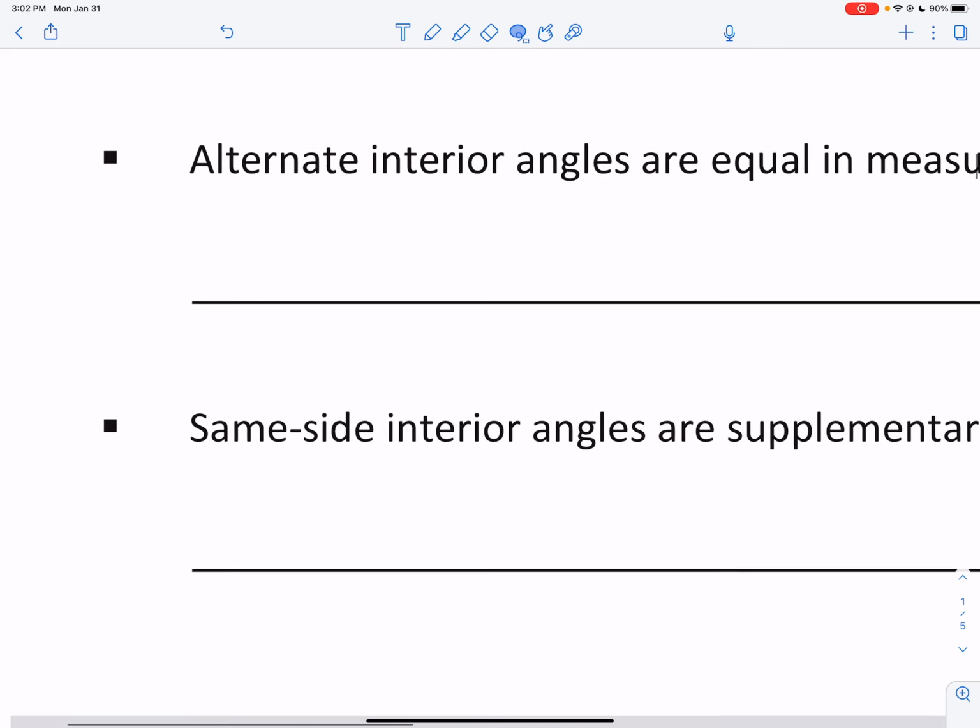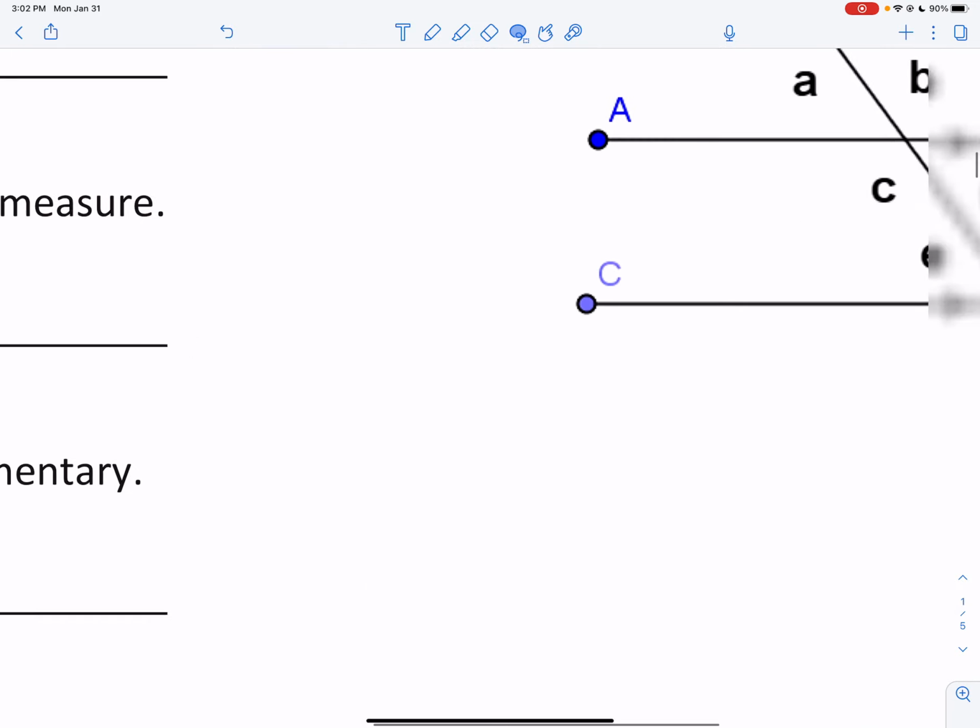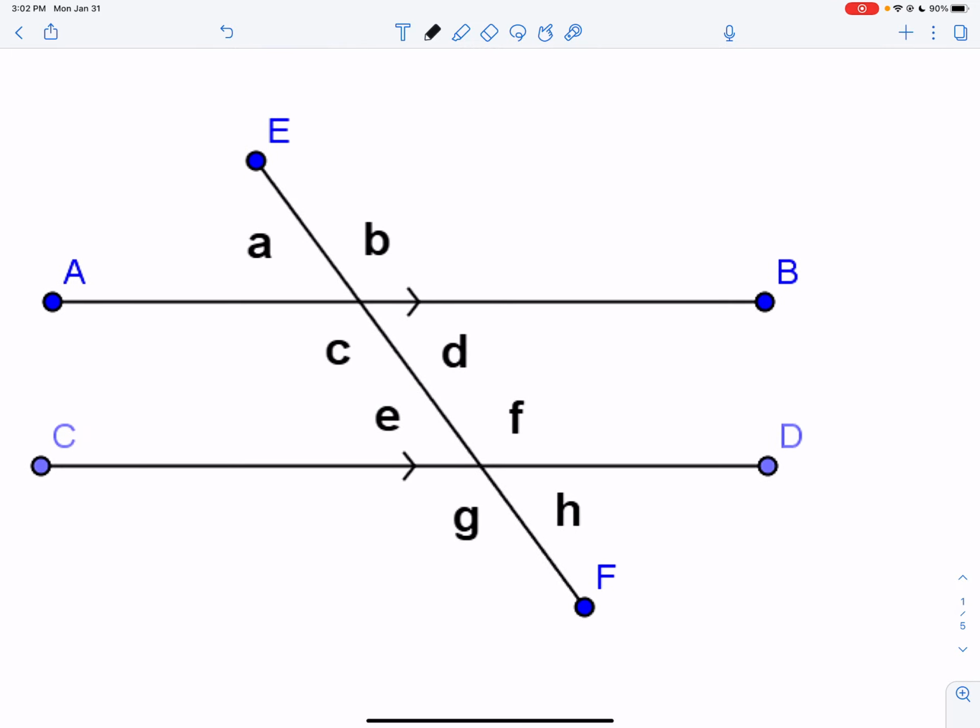Okay, so another interesting property, same side interior. Well, obviously we're talking about these. So we're talking about interior angles. These are the four interior angles, but same side means they're on the same side of the transversal. So what we're saying is that C plus E has to be equal to 180 degrees. What's interesting about this is that it's also true for D and F right here because they are same side interior angles.